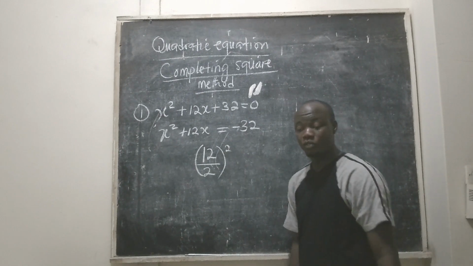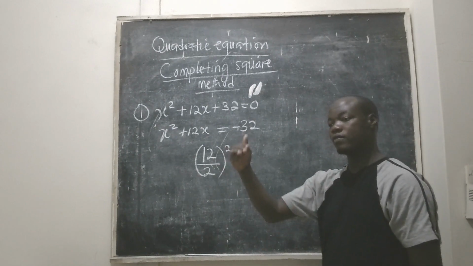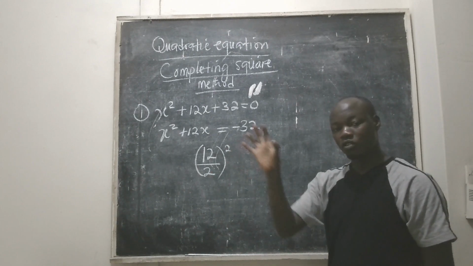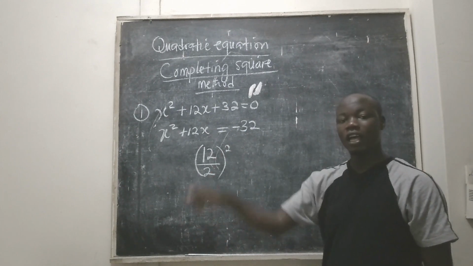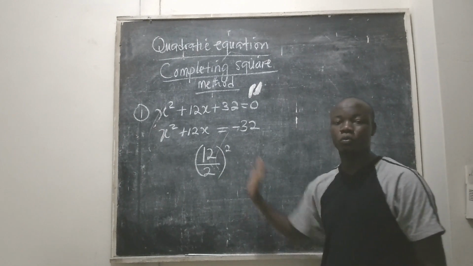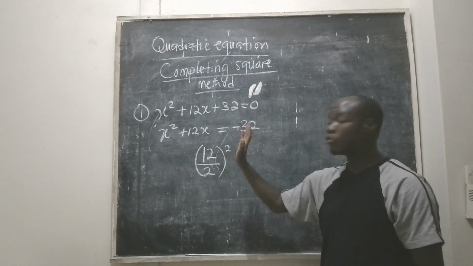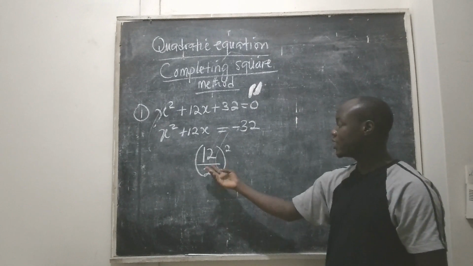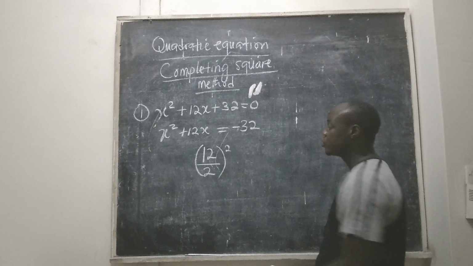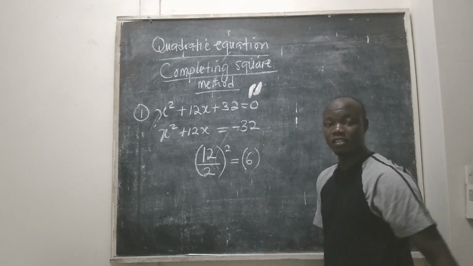So this is a general rule. In every completing square method, you take the coefficient of x, divide it by 2, and then square it. Then after you square it, you add it to both sides of the equation, left and right. Of course, we can simply divide 12 by 2, and we have 6. So therefore we now have 6.